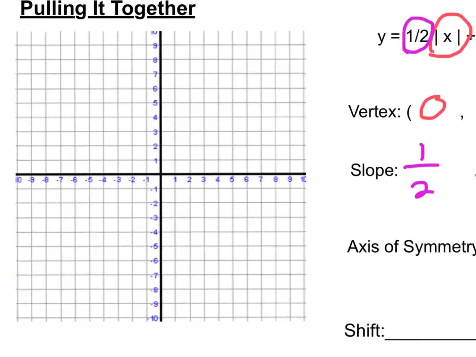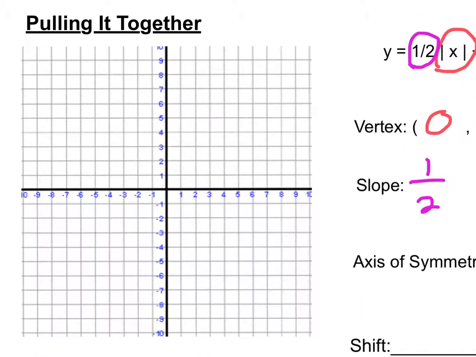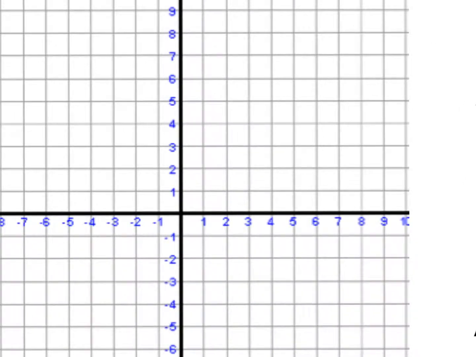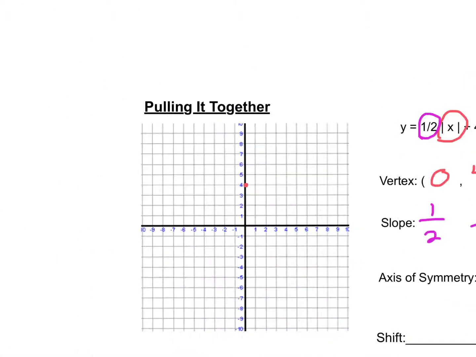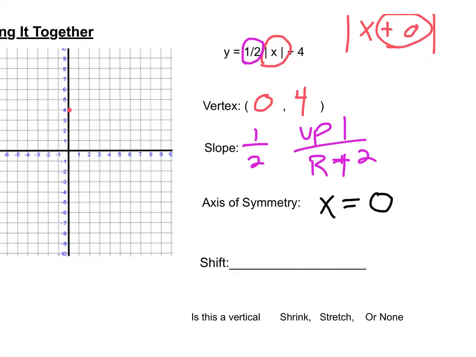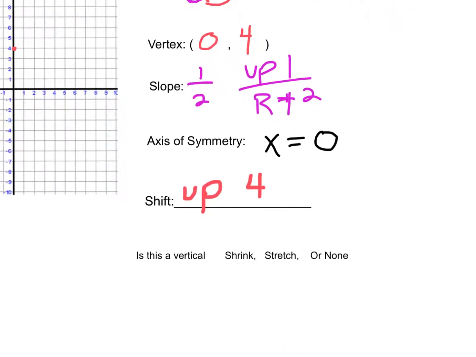So I'm going to plot the coordinate 0, 4. I'm going to zoom in on my graph. See, 0, 4 is right here. So where did my vertex go? Looking at what we did, we just went up 4. Now, vertical shrink, stretch, or none. Again, we look at the slope. It is 1/2. Is 1/2 less than, greater than, or equal to 1? It is less than, which means we're dealing with a shrink.